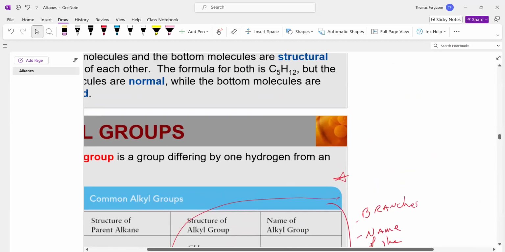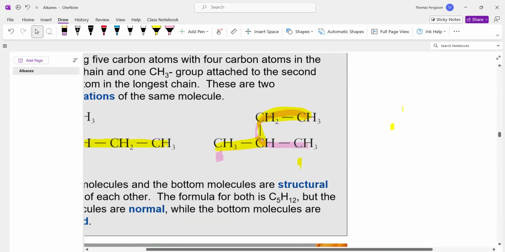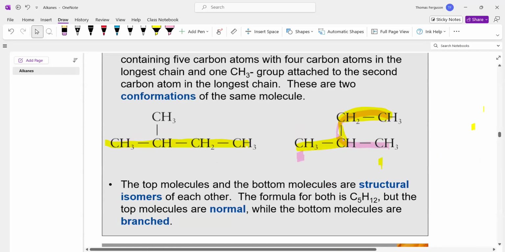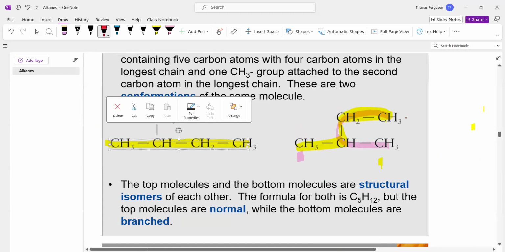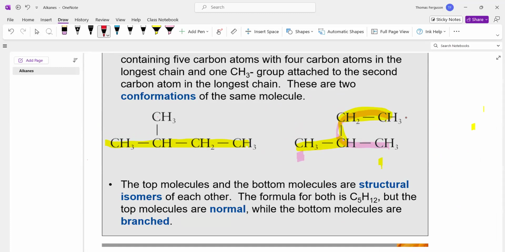So let me show you what I mean by that. Okay, so here in this one, we have a 1, 2, 3, 4 carbon main backbone and a 1 carbon branch. So the branch for this 4 carbon backbone cannot be more than 3 carbons long. So branches always are smaller than the backbone. No exceptions.